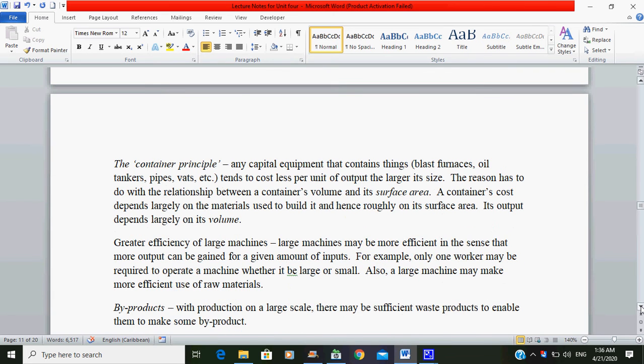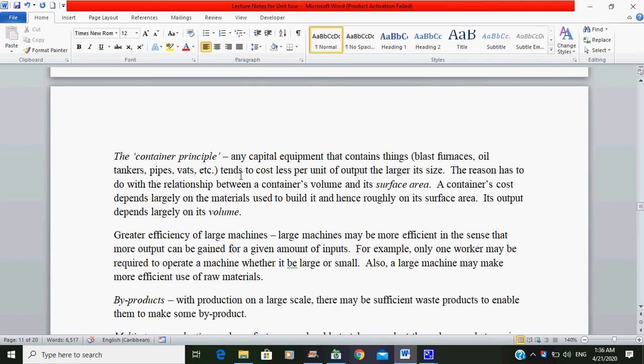Next one is the container principle. Any capital equipment that contains things, for example, blast furnaces, oil tankers, pipes, vats, etc., tends to cost less per unit of output the larger its size. The reason has to do with the relationship between a container's volume and its surface area. A container's cost depends largely on the materials used to build it, and hence roughly on its surface area. Its output depends largely on its volume.